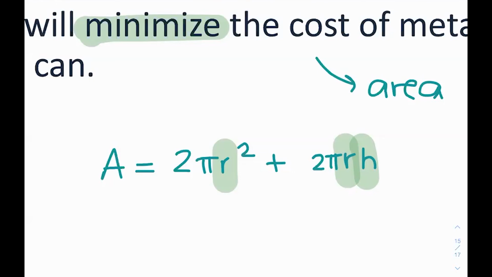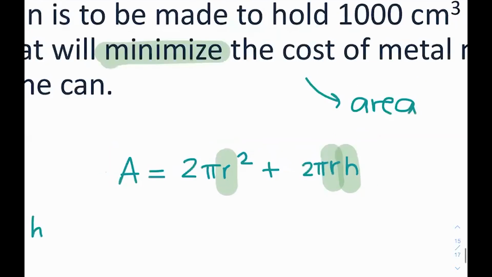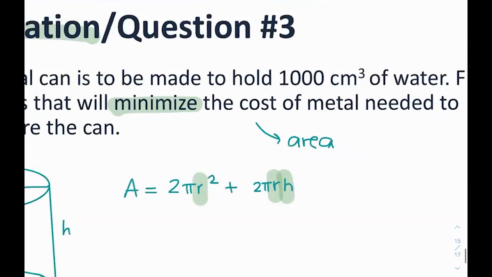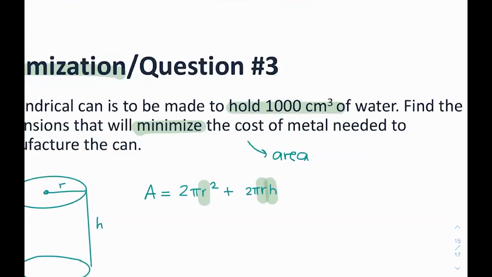In most optimization problems, this is why you're given a piece of seemingly unrelated, but kind of important sounding information. In this case, it's this volume information. We want this can to hold 1,000 cubic centimeters of water. That doesn't really seem like it is going to apply to the optimization of the area, and it's not necessarily; it's just going to give us a relationship between r and h.